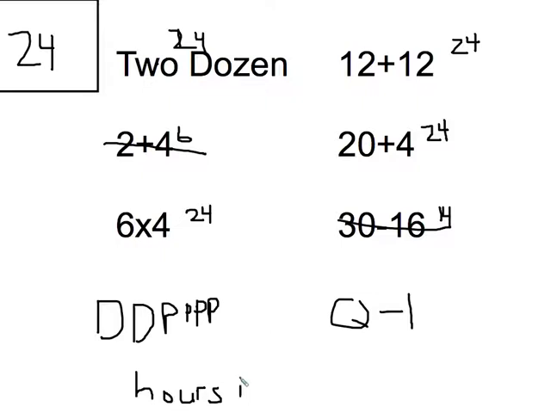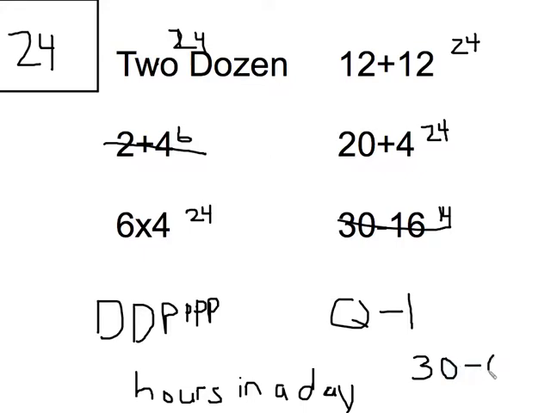So hours in a day. I just need one more here because I said I needed to have 4. So I think I'm going to go ahead and do that correction here. Instead of 30 minus 16, I'm going to do 30 minus 6.